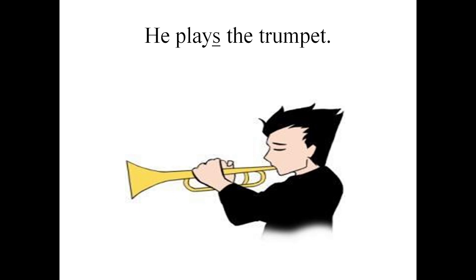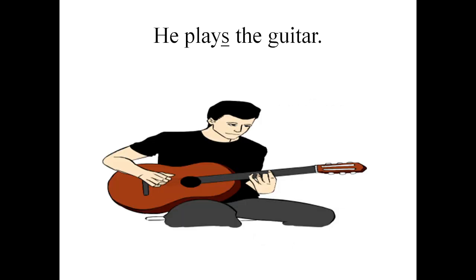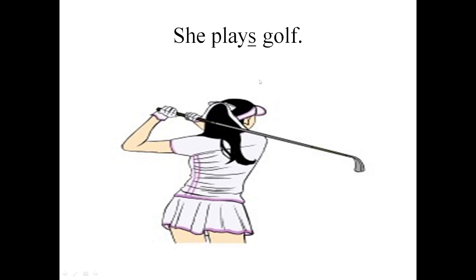And so he plays the trumpet because it ends in vowel and Y. We add S. He plays the guitar. Again, vowel and Y, and we add S. She plays golf. Again, vowel and Y, and we add S. And these rules, of course, just apply to the third person, he, she, it.